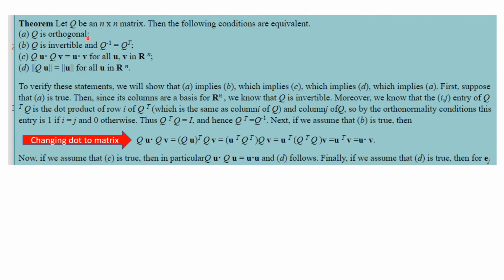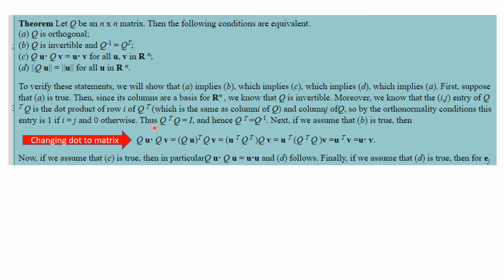Here's more or less the same theorem, proving these things in a little bit different order, but I'm going to start with QU dotted with QV here. What I'm doing is showing that B implies C, so C is true. Then I'm going to use C to prove D is true. So let's continue with this. I'm going to assume that B is true, so Q inverse is equal to the transpose, which it is for an orthogonal matrix.